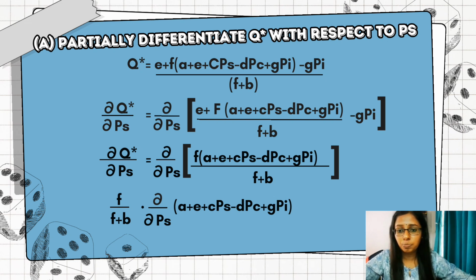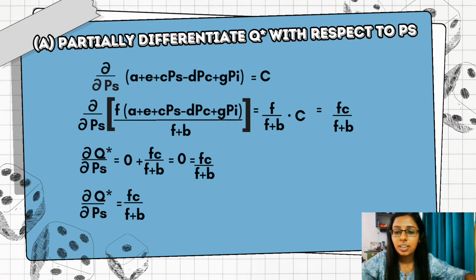Del Q divided by del PS equals del Q divided by del PS of F in bracket of A plus E plus CPS minus DPC plus GPI divided by F plus B. So F divided by F plus B times del Q divided by del PS of A plus E plus CPS minus DPC plus GPI.